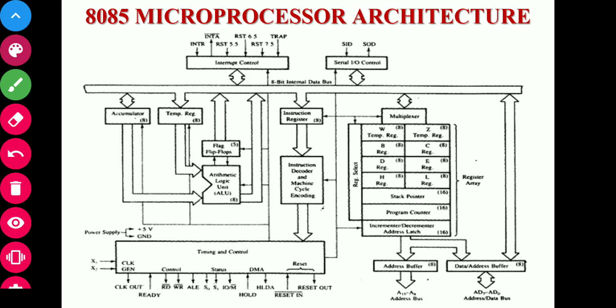So this is our topic, 8085 microprocessor architecture. So this is the architecture of the 8085 microprocessor. Initially we discussed the typical block diagram of a microprocessor. There we saw the ALU, then the control unit, then the memory unit, input and output. This is the elaborate version of the typical block diagram which we discussed initially.